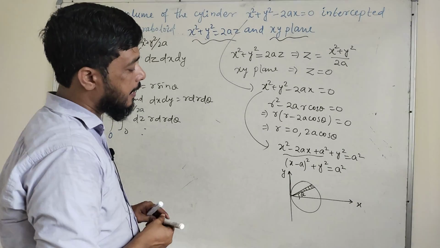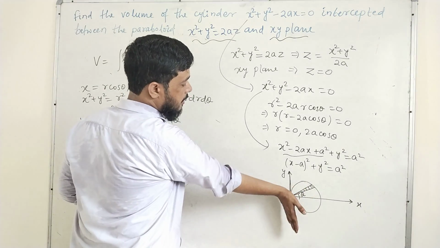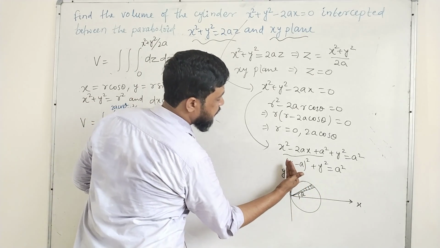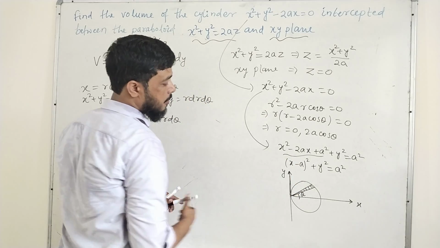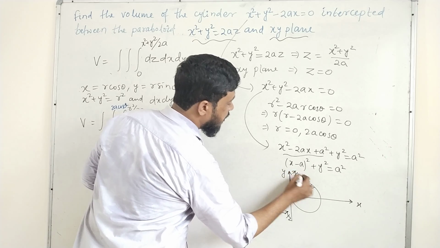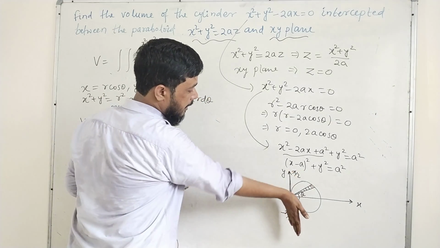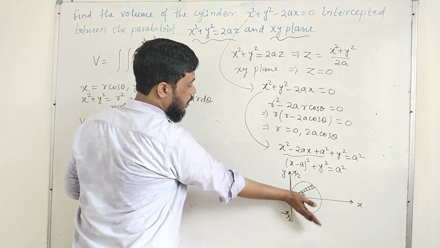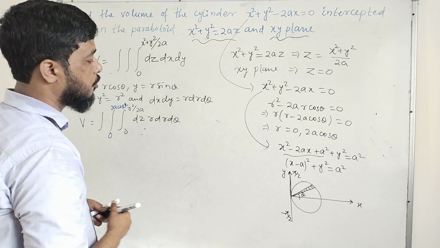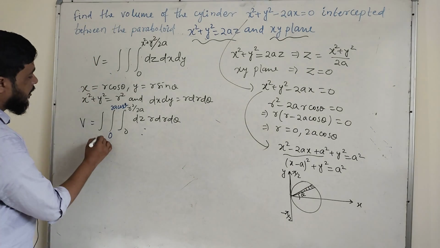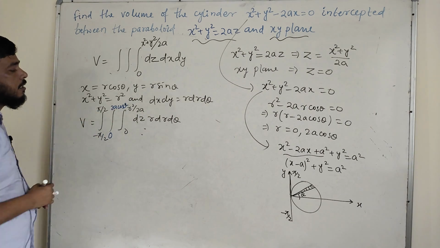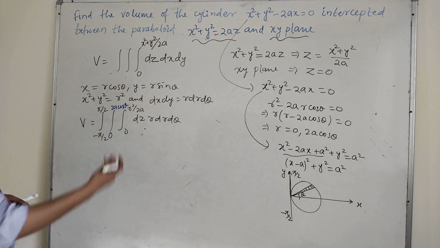To cover the whole circle, this section will start from this position and will rotate and finally will be in this position. This position is minus pi by 2 and this position is pi by 2. Just see here, if you rotate this elementary section from here to here, the whole circle will be covered. So it is clear that the lower limit of theta is minus pi by 2 and the upper limit is pi by 2. Now we have to solve this integration.